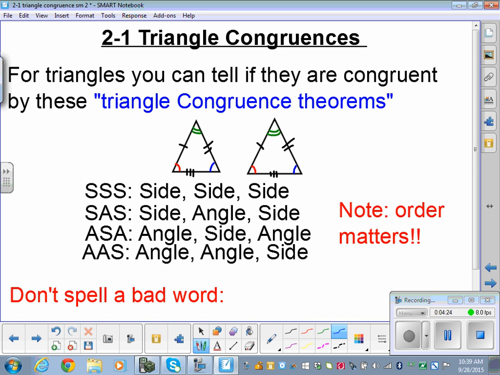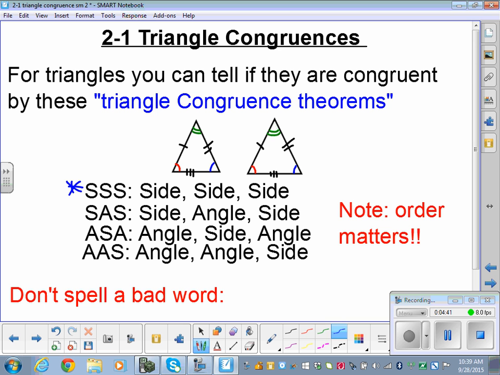So these are the 4 triangle congruence theorems. There is side, side, side. Now order matters. So side, side, side means if all 3 sides of 2 triangles match up, then they are congruent.